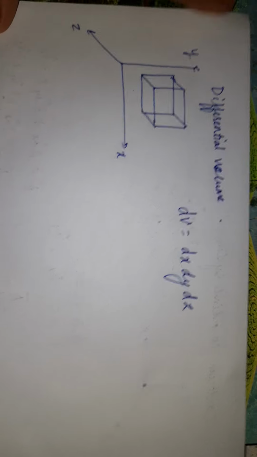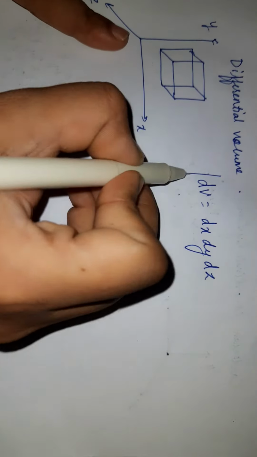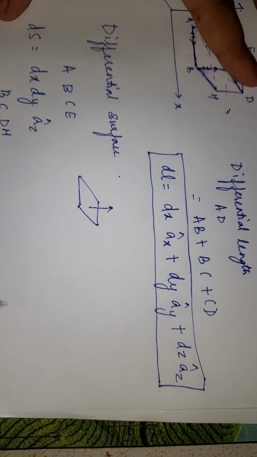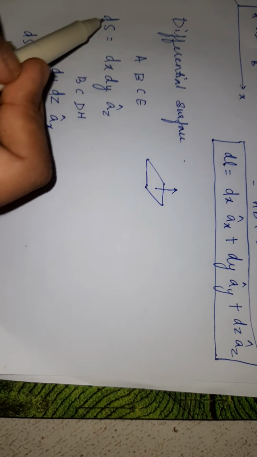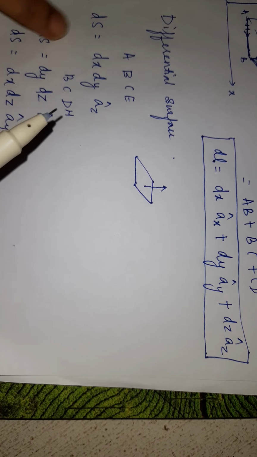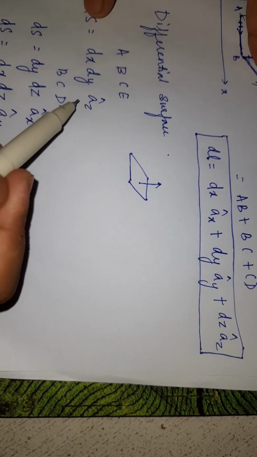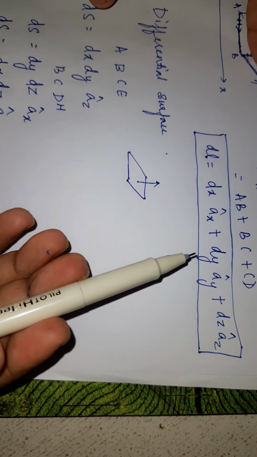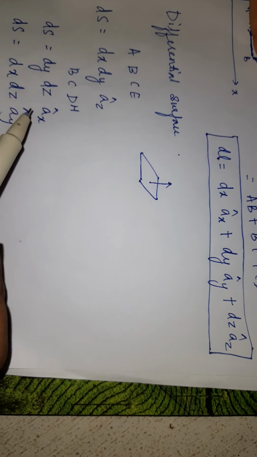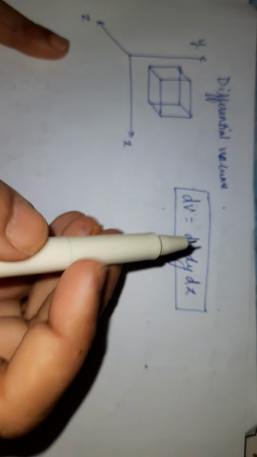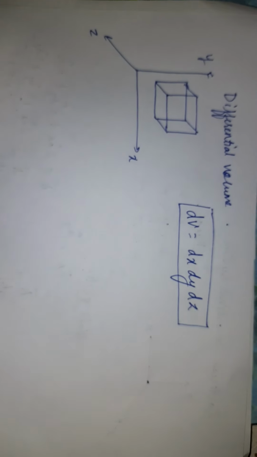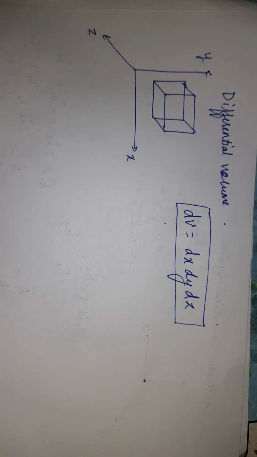You can also do another thing to take out this differential volume, and that is to multiply dl and ds, because you know length into surface is your volume. Whichever length you multiply with whichever surface, you will get the same answer, and that is dx, dy, dz. So this was all about our Cartesian coordinate system.